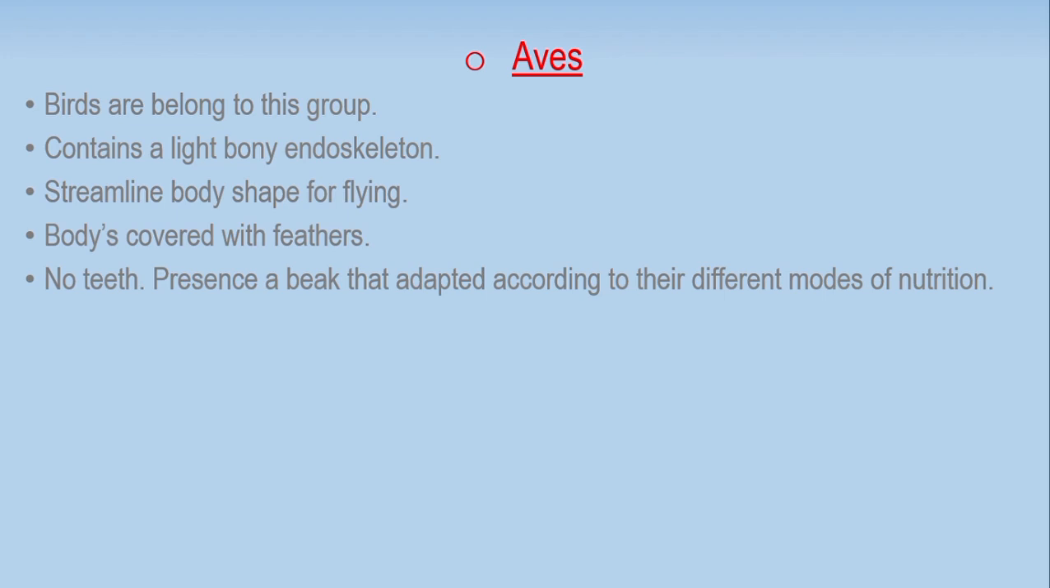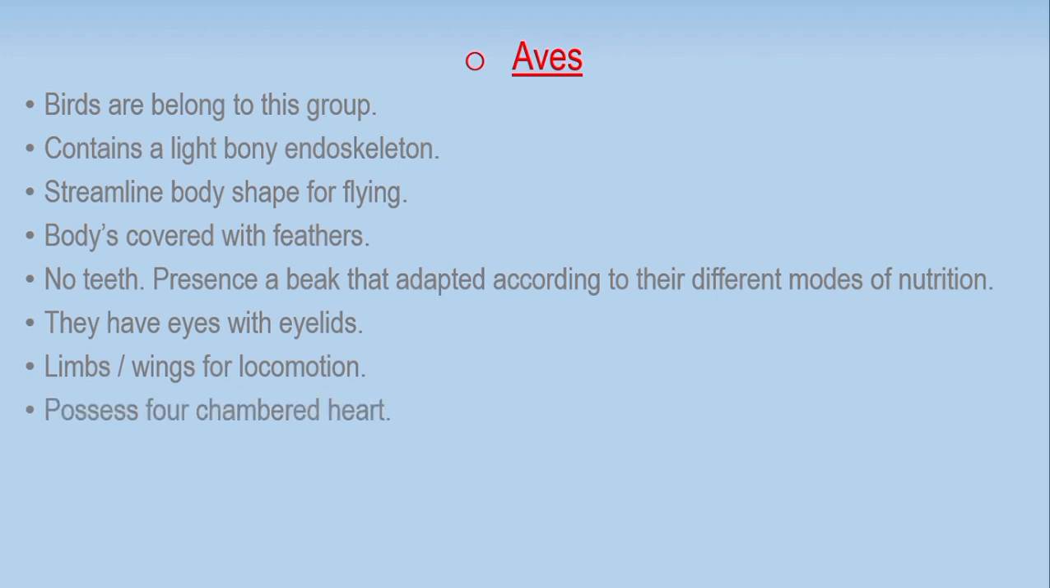This beak is also not the same for all the birds. It differs according to their mode of nutrition, right? According to that, the shape of the beak also changes, right? And they have eyes with eyelids, and they use limbs or legs or wings for locomotion. And they have a four-chambered heart, two atria and two ventricles in their heart, and they are homeothermic.